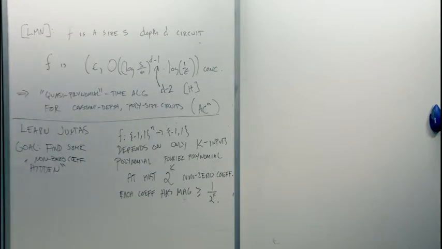Sorry, each coefficient has magnitude? Yeah, every non-zero coefficient has magnitude at least 1 over 2 to the k. It's a granularity issue here.